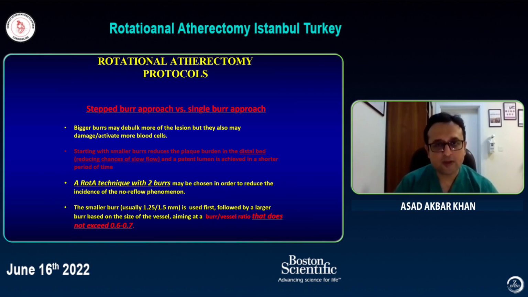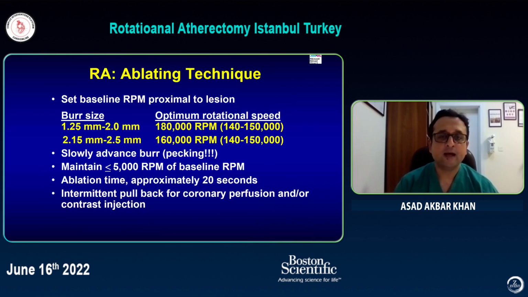In terms of protocol, especially in long lesions where you have a much larger vessel proximally and a much smaller vessel distally, ideally you should use a two-step burr approach. One of the things it helps you achieve is that it helps you reduce the plaque burden in the distal bed before you actually bring the big burr, and helps you reduce the risk of slow flow.